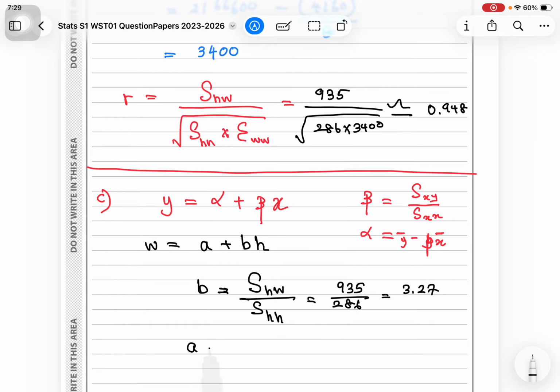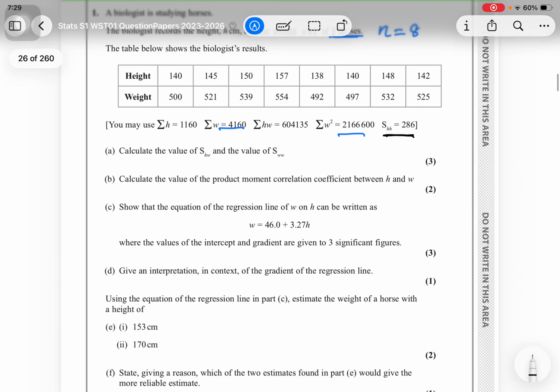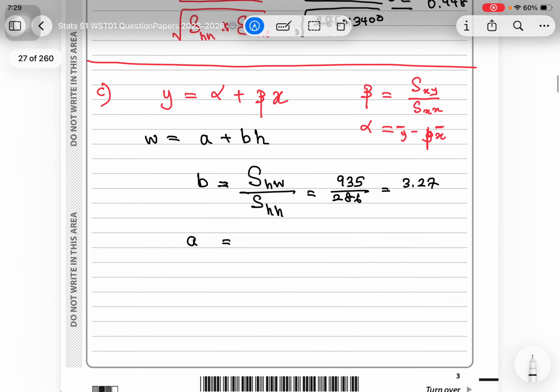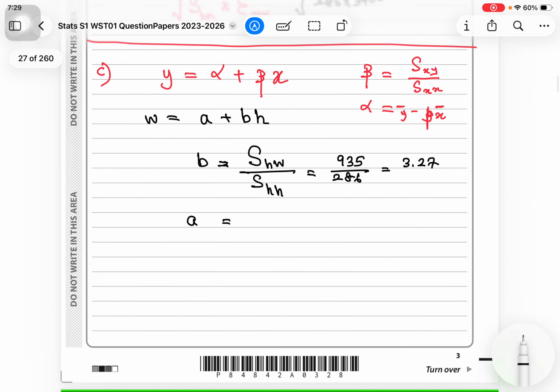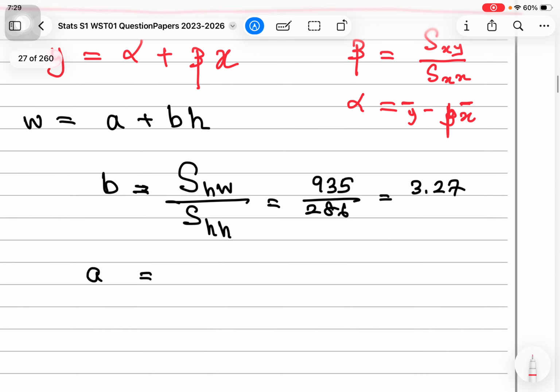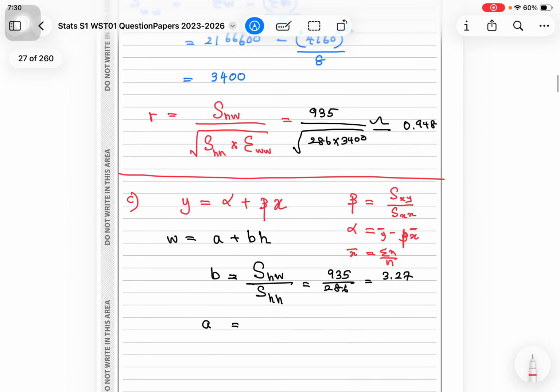To find A, you have to get the mean values, the bar values. Is it given on the top? It is not, but we can still get the bar values with the theory that we know. I'll write the theory on top: x bar can be taken by sigma x divided by n. So these are the theory parts.